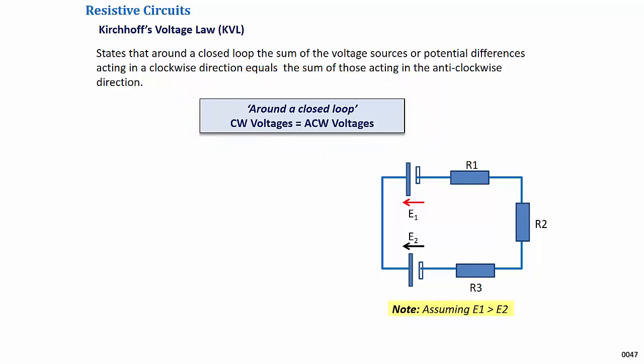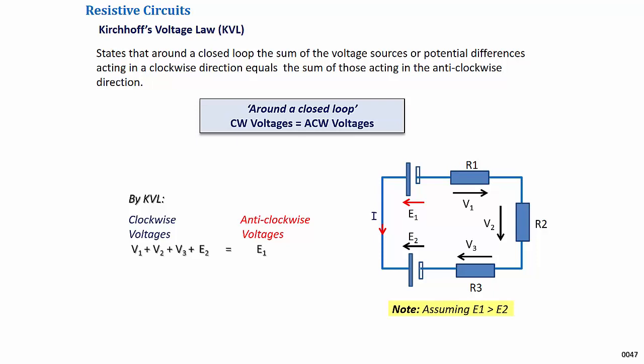By inspecting the circuit shown and by making the assumption E1 is greater than E2, we can set the current direction and draw on the rest of the potential arrows. The clockwise and the anti-clockwise acting voltages may then be identified. By KVL, clockwise voltages equal anti-clockwise voltages. V1 plus V2 plus V3 plus E2 equal E1.